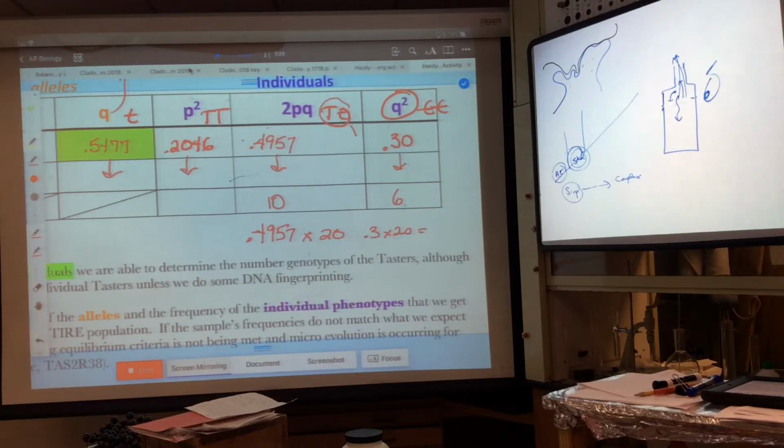What's 20% of 20? So 0.2046 times the 20 students. That's how I'm getting the total number of students. Remember, this is the frequency times the total number of students that gives me the actual number. So 0.2046 times 20, and I get 4.092, which rounds to 4. And lo and behold, 6 plus 10 plus 4, of course, gets me a total of 20.